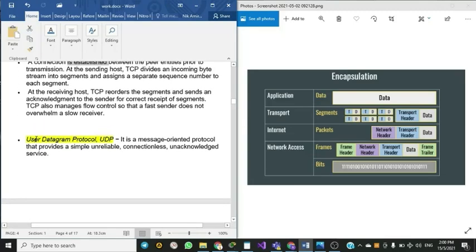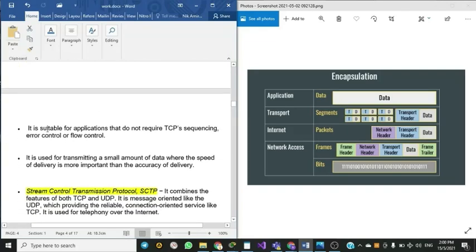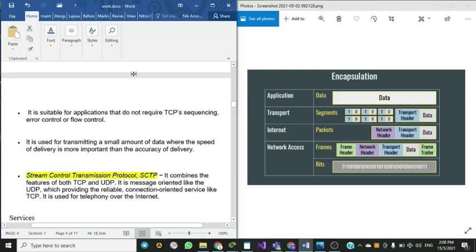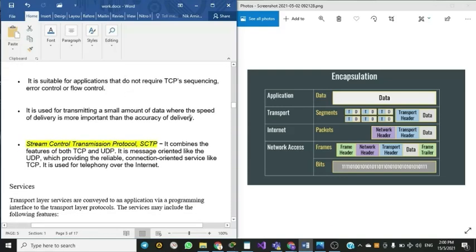Next, User Datagram Protocol. It is a message-oriented protocol that provides a simple, unreliable, connectionless, unacknowledged service. It is suitable for applications that do not require TCP's sequencing, error control, or flow control. It is used for transmitting small amounts of data where the speed of delivery is more important than the accuracy of delivery.